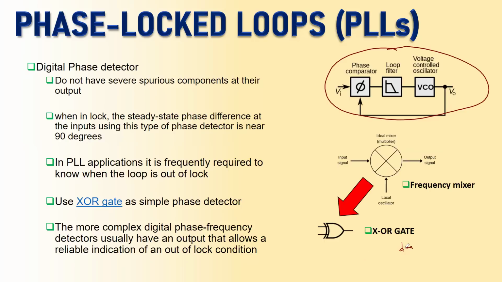In PLL applications, when you design a PLL, you often need to know whether your PLL is in lock mode or it has come out of lock. The XOR gate can help in doing that. There are more complex digital phase detectors available. They can be used, and they produce output that allows a reliable indication of whether your PLL is out of lock or not.